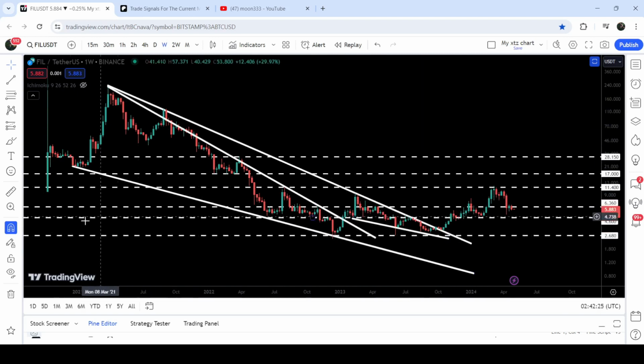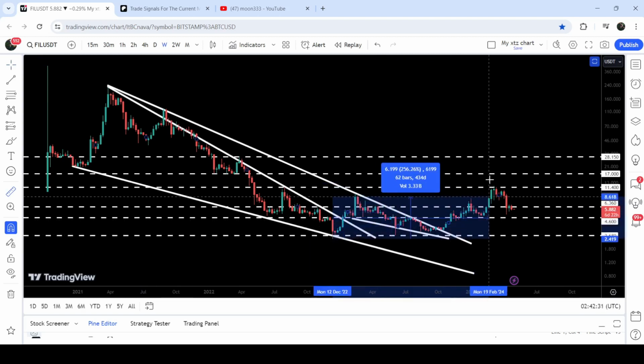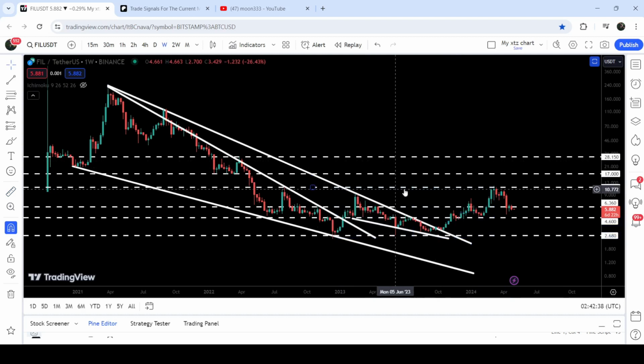And then we had a very nice rally, by the way, from when we were testing the support of this bigger falling wedge pattern here. Up till this current high, Filecoin has rallied almost 390%, but got rejected by this long-term resistance of $11.40 that had been previously breaking at the resistance here. And again, it broke at the resistance, and now it is breaking down this long-term support of $6.36.